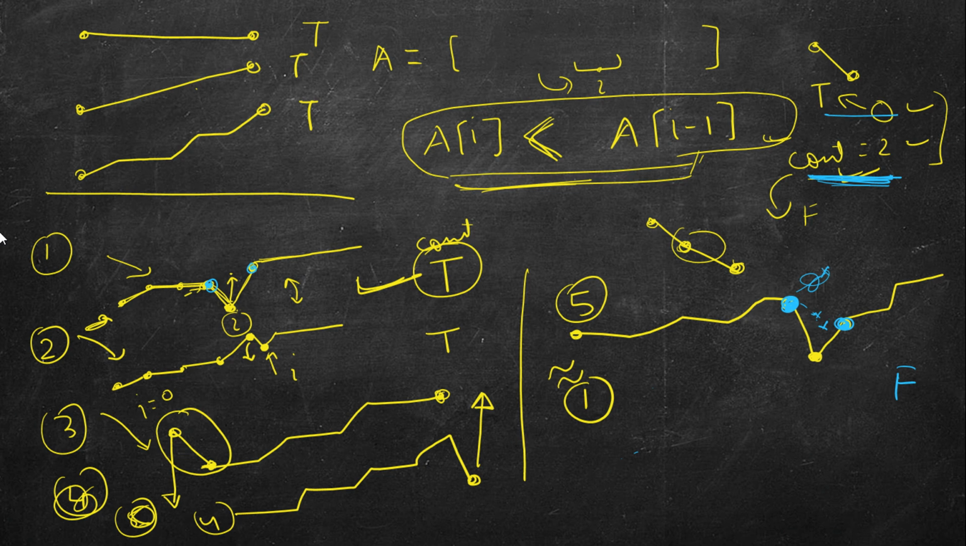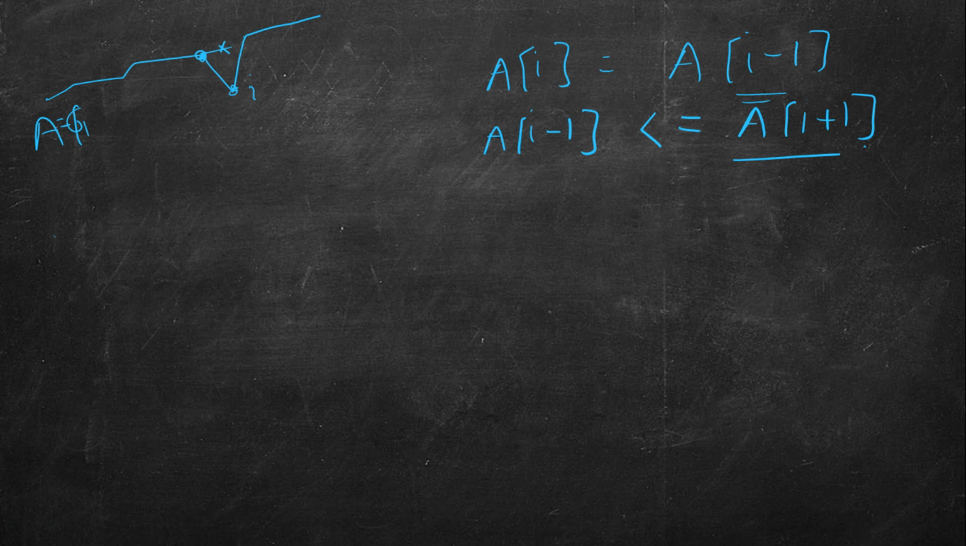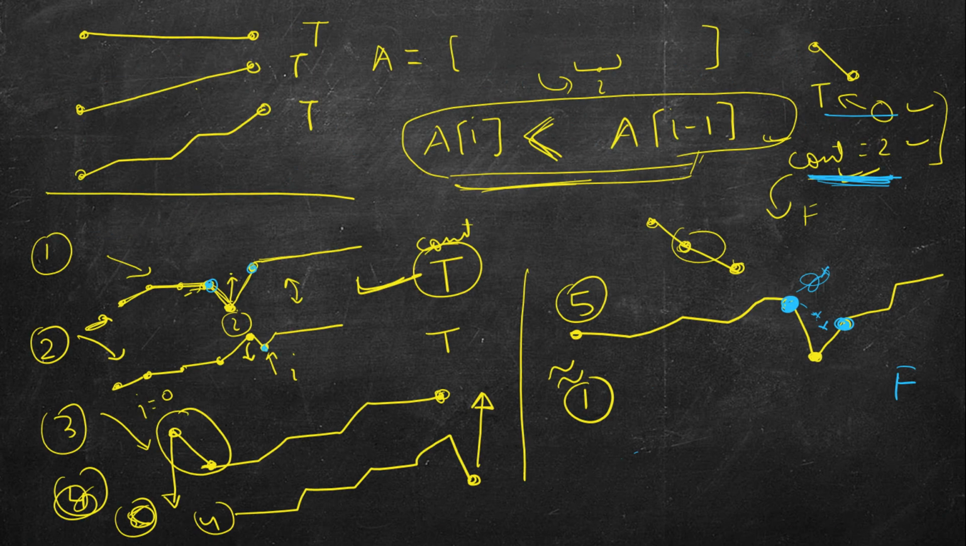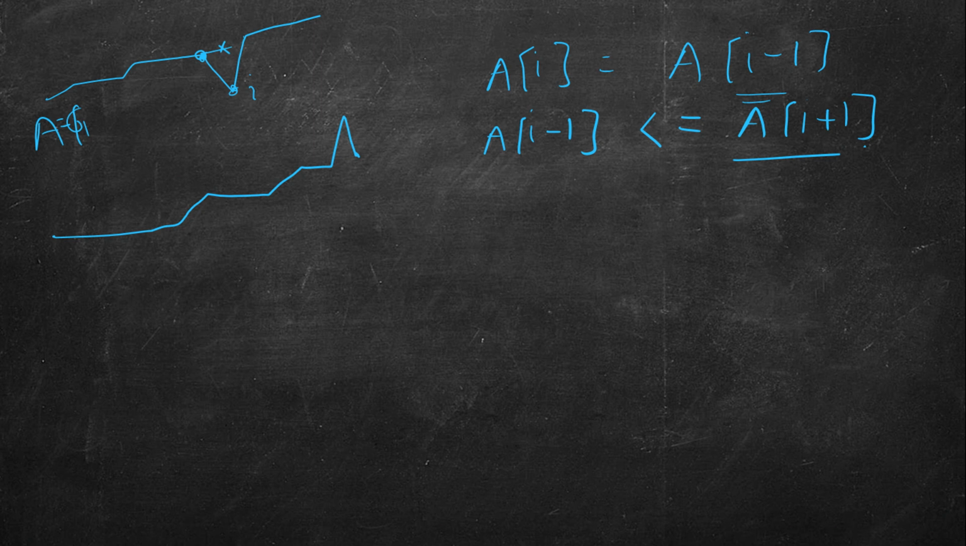Next is this one. Here we have to decrease this. So here the I is this value. What we will do is change AI minus 1 to AI, and we are done.